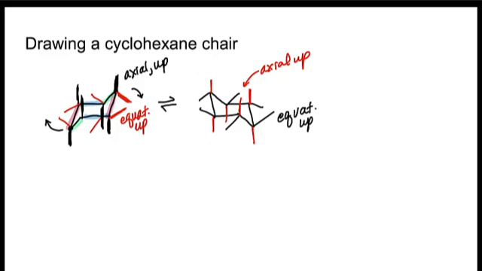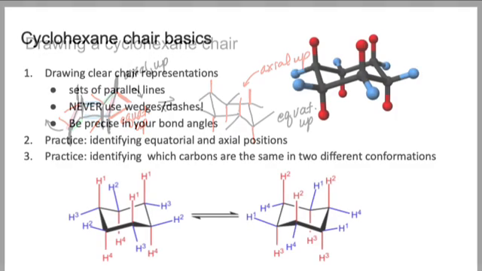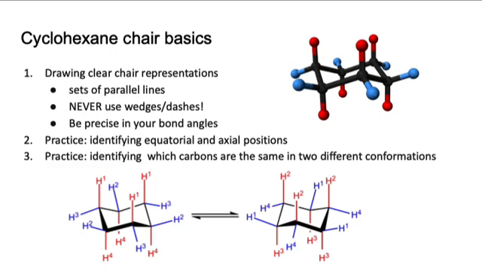So this is going to take some practice, just drawing out the chairs, memorizing axial and equatorial positions, and then being able to locate those positions in a ring flipped structure. In conclusion, this is what we have learned here. When you're drawing a cyclohexane chair, use sets of parallel lines. Never ever use wedge or dash notation with a chair structure. The positions are defined as axial or equatorial only. Be very precise with your bond angles and practice.